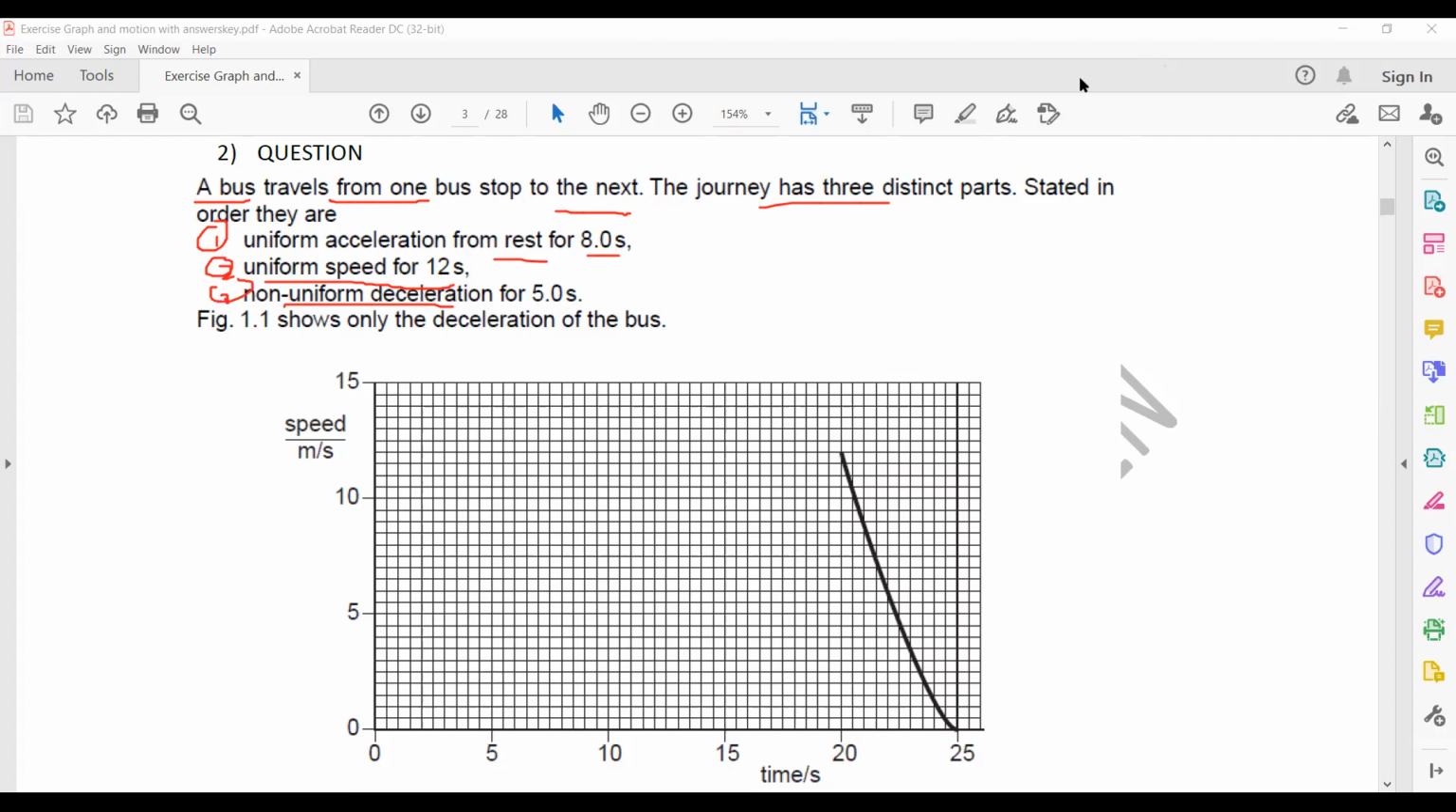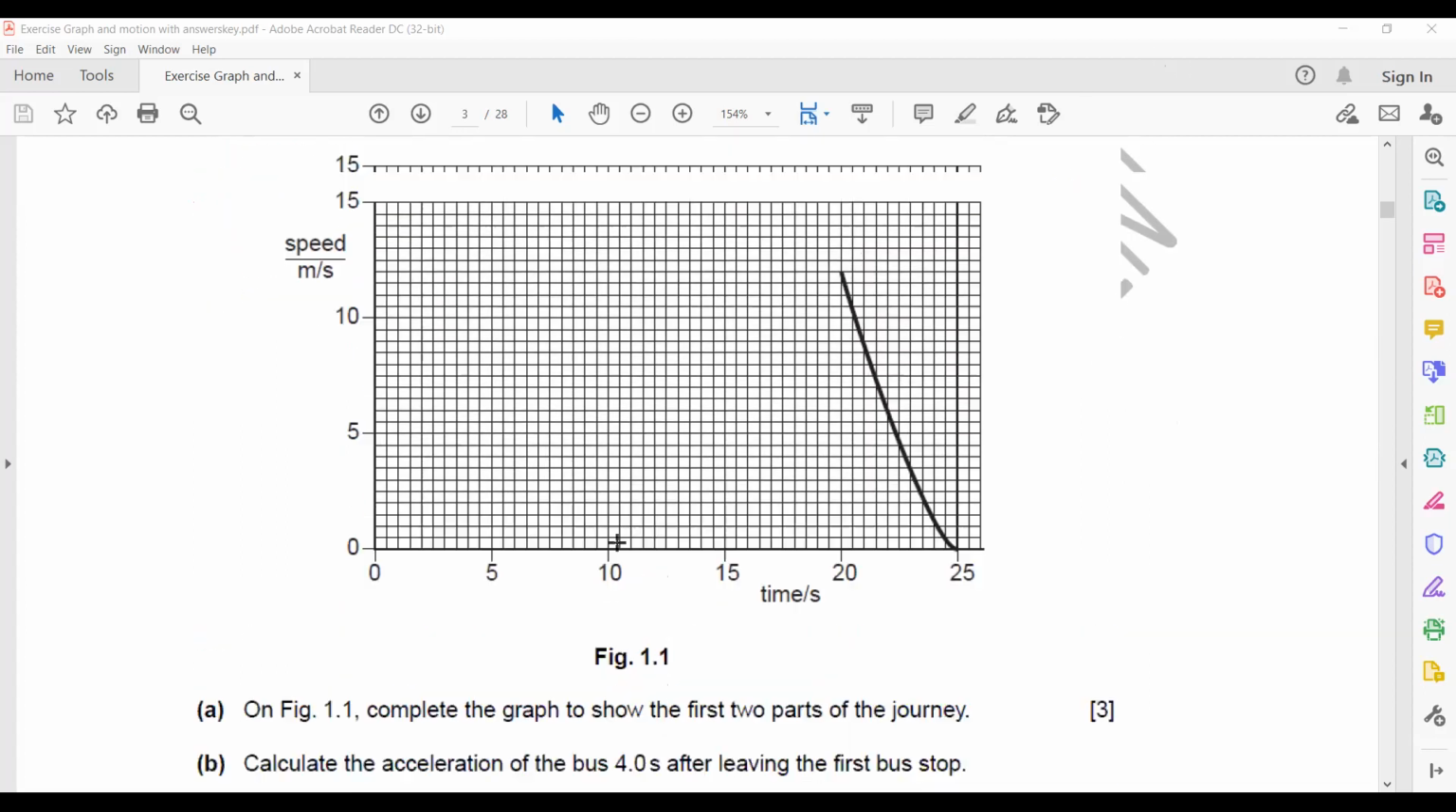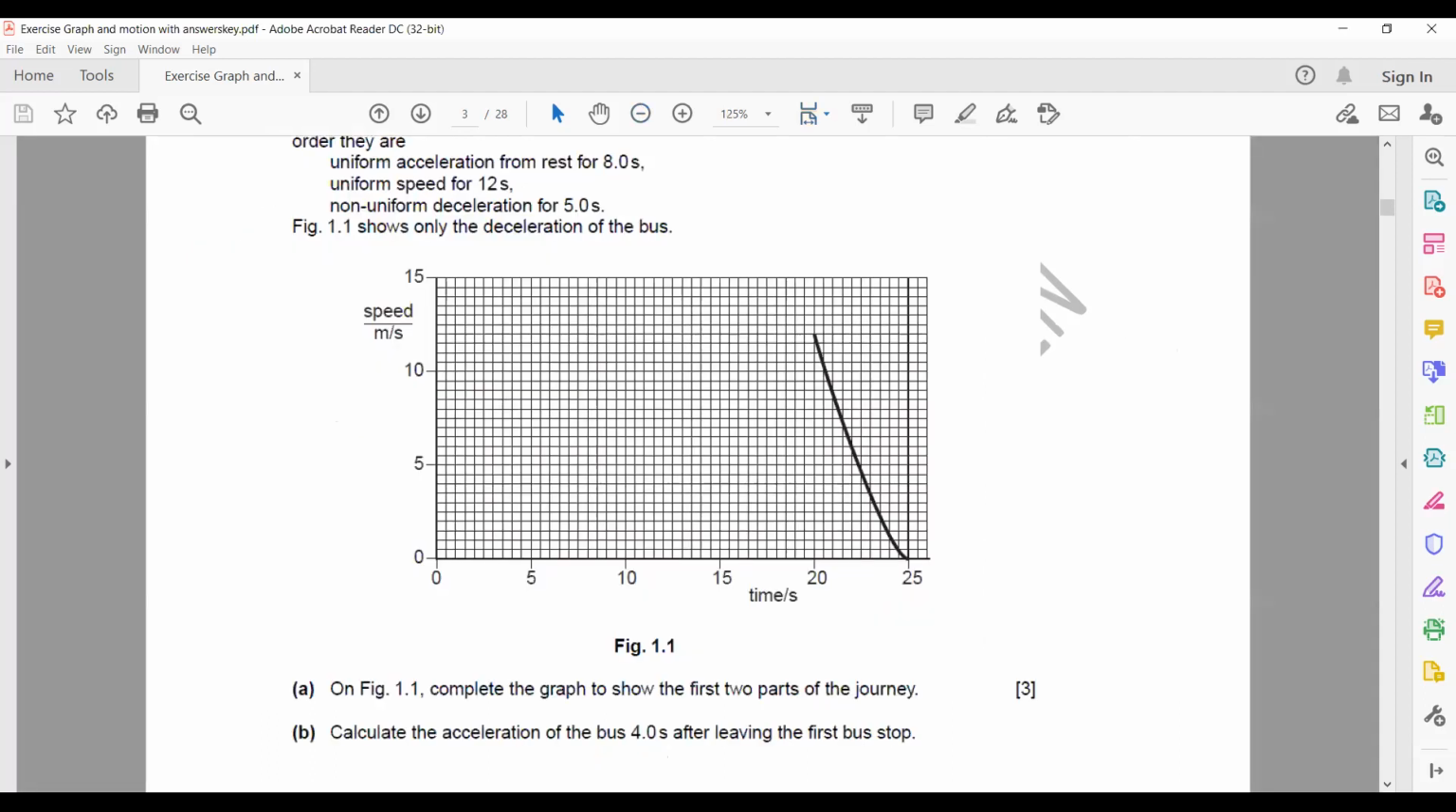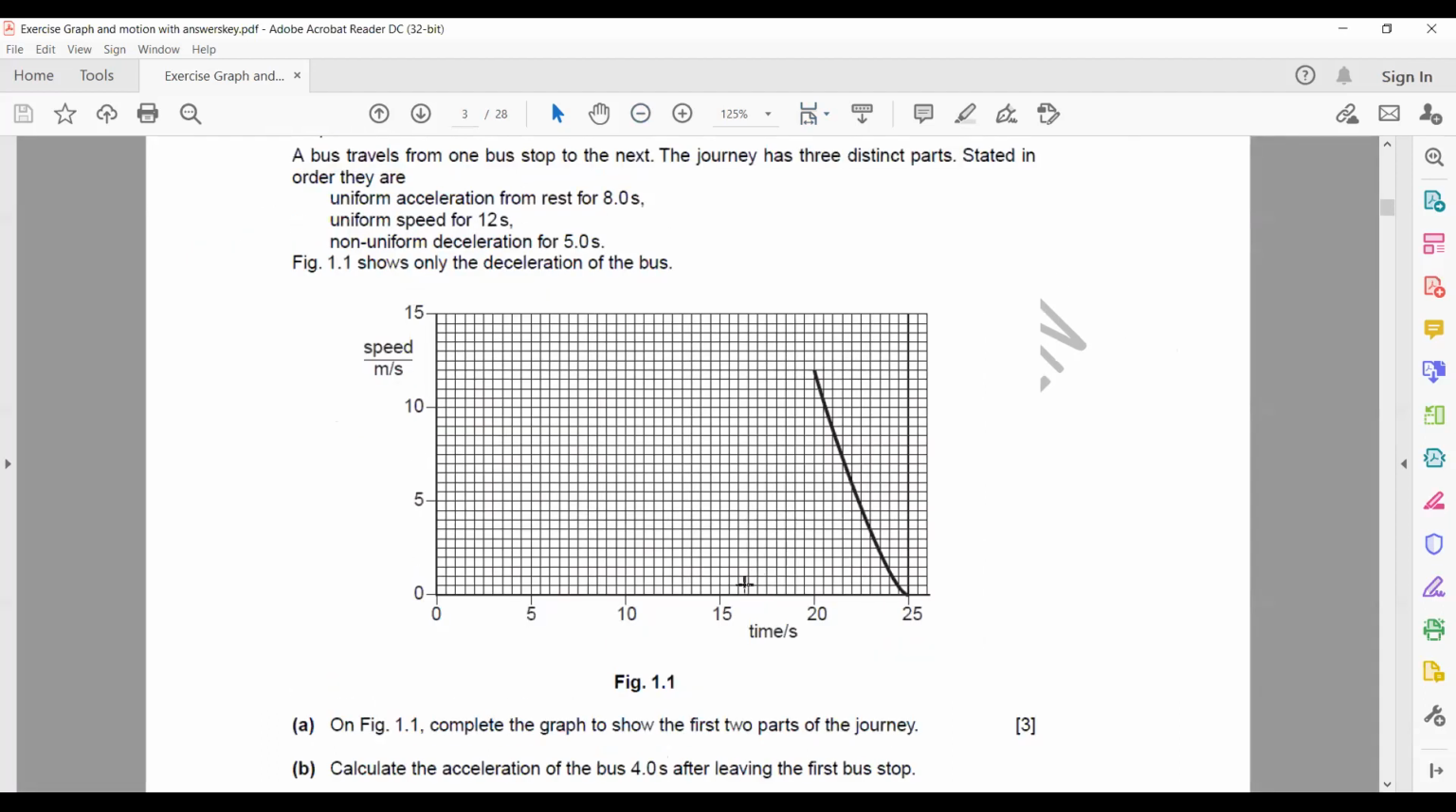What we have to do, we have to complete the graph on a figure. The question is on a figure, complete a graph to show the first two parts. So for 8 seconds, here each two boxes represent 1. So this one is 6, 7 and 8. So here is 8. Till what speed it will accelerate, that is not mentioned, but we can work out. How we can work out?